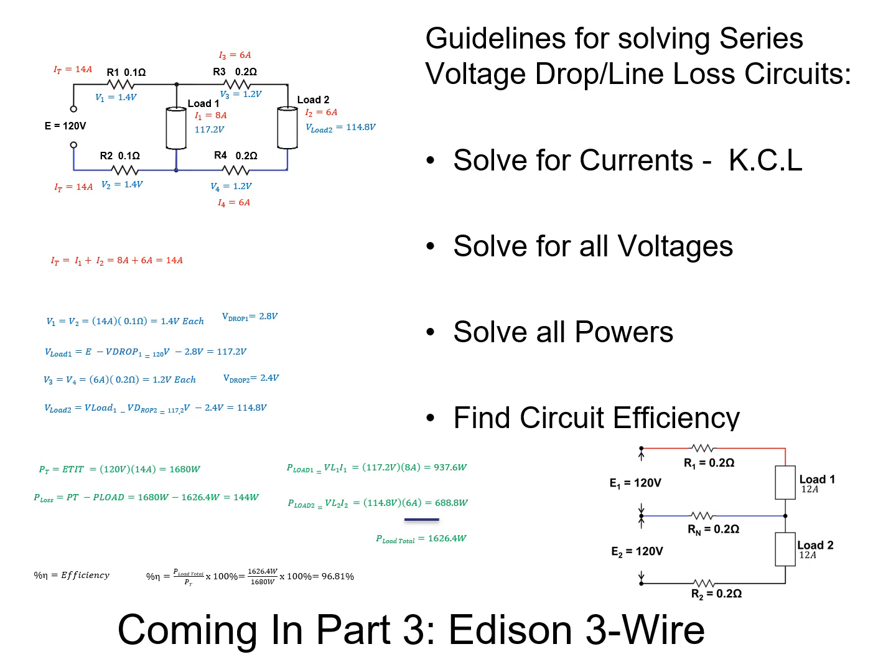Hopefully, coming soon, in part 3, we'll build on all of these principles and we'll look at the Edison 3-wire circuit. This is the type of circuit that you have in your residential circuit panels, where you got 120, 240 feeding your household loads.